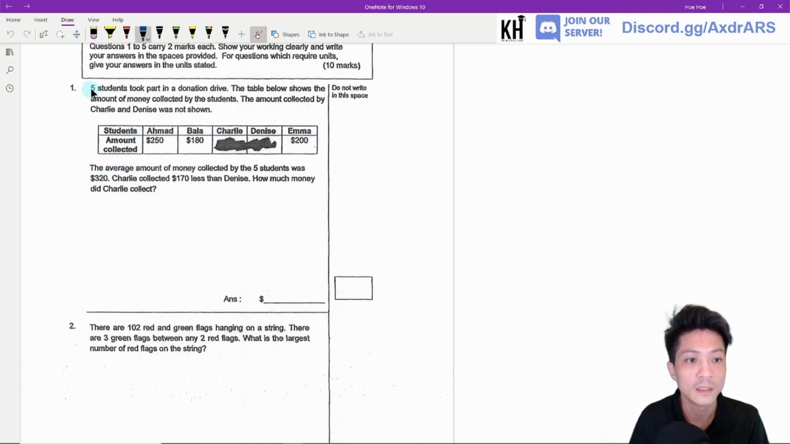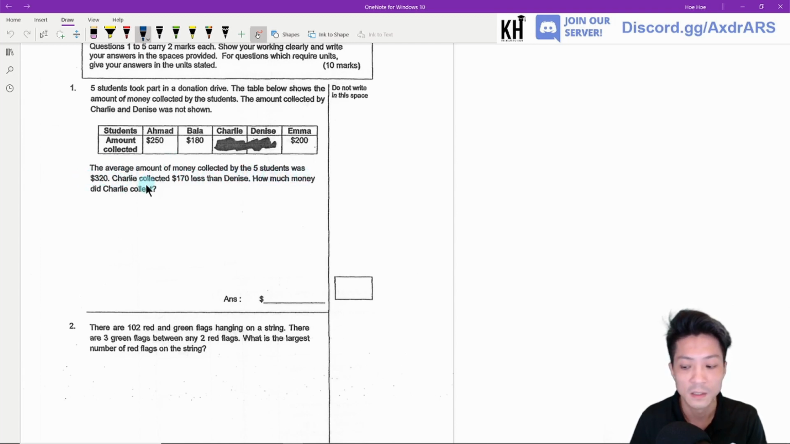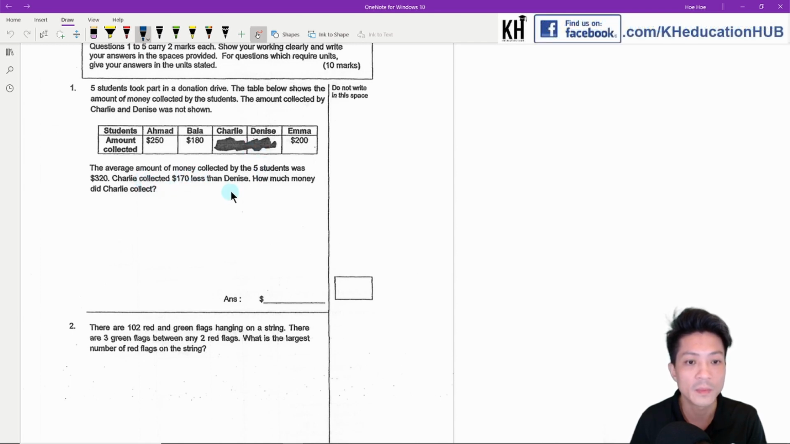Okay, question one. Five students took part in a donation drive. The table below shows the amount of money collected by the students. Amount collected by Charlie and Dennis was not shown. The average amount of money collected by the five students was $320. Charlie collected $170 less than Dennis. How much money did Charlie collect?